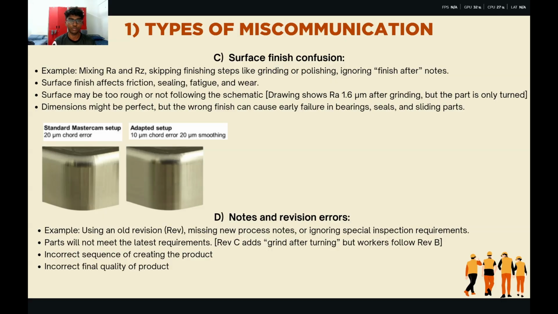And lastly, the notes and revision error. For example, if workers use the wrong type of revision, or if they're not up to date on the revision or notes given in a technical drawing, they can make the product in the wrong sequence or wrong format, and this can change the quality of the product. So now I'll let my other group member discuss.